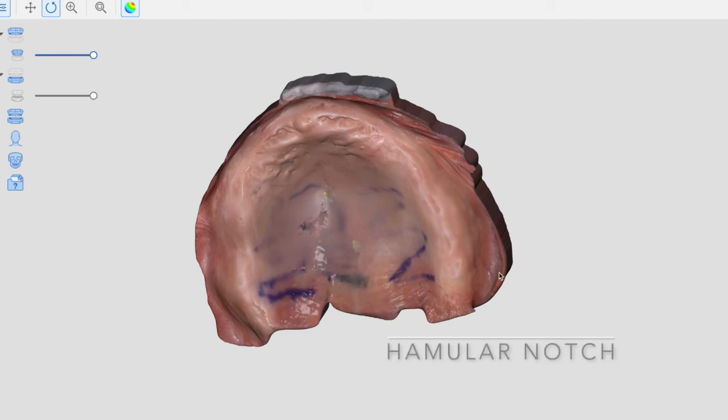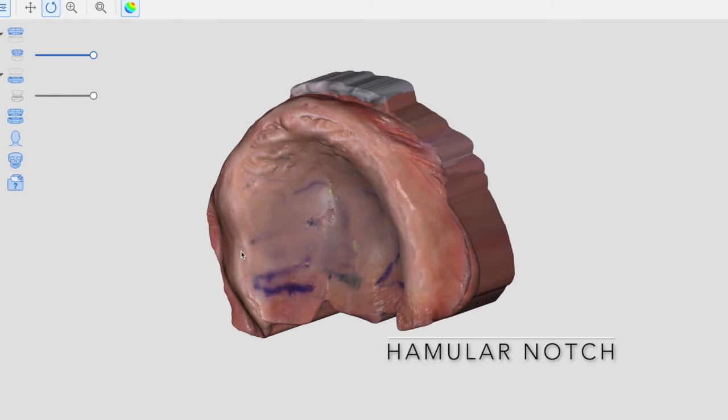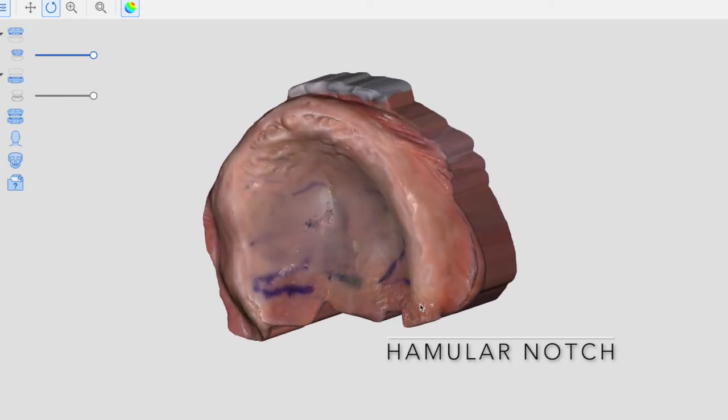The next one is the hamular notch, and again you need to rotate it, distal of the tuberosity. So this is called the hamular notch, and it's between the tuberosity of the maxilla and the hamulus of the medial pterygoid plate. Another name, maxillary notch. So this is the area right here.